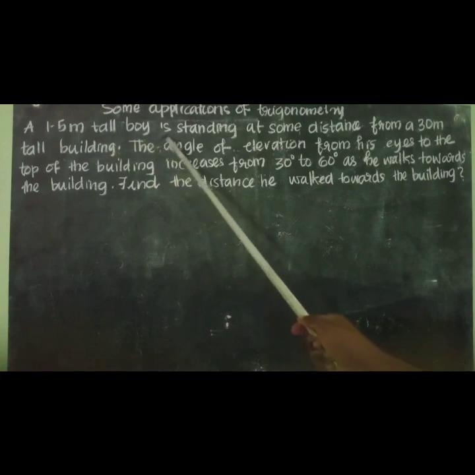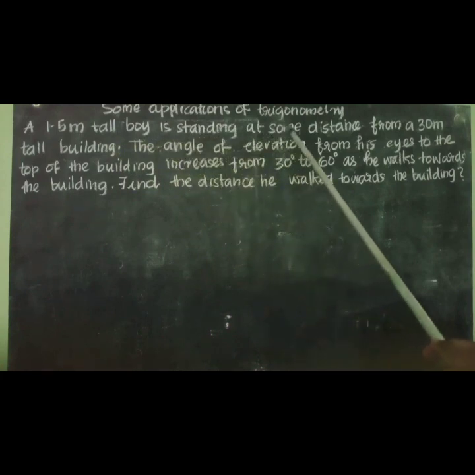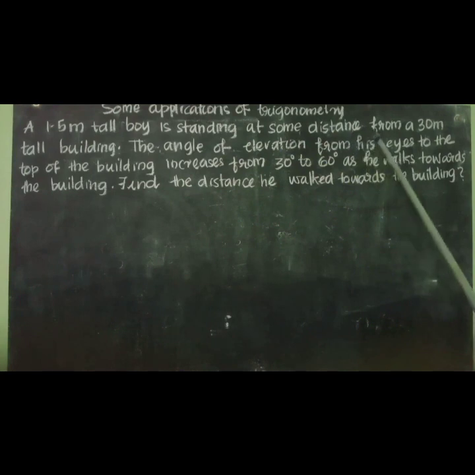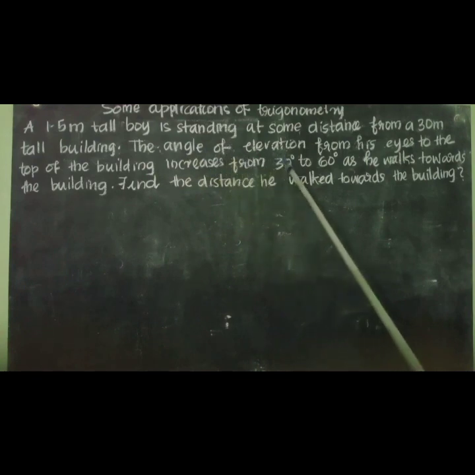A 1.5 meter tall boy is standing at some distance from a 30 meter tall building. The angle of elevation from his eyes to the top of the building increases from 30 degree to 60 degree as he walks towards the building.